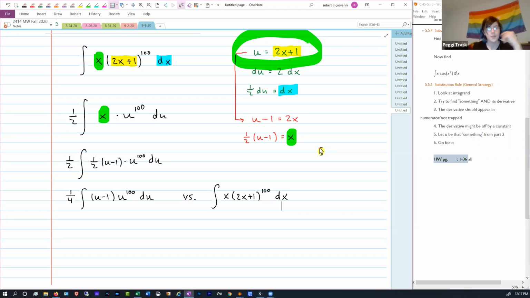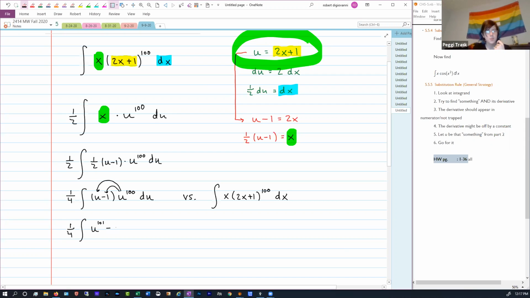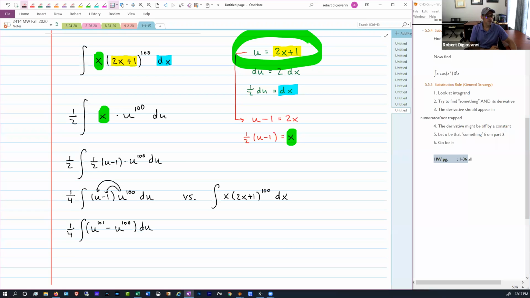Yeah, could distribute. Right. Could you distribute this u to the 100th through this parenthesis? Yeah. Right. And if we did that, it'd be, go ahead. I think it would end up just being u to the 101 minus u to the 100. Okay, good. Now, these two terms are separated by subtraction, right? So you can do them individually using the power rule. Mm-hmm. So that's doable, right?